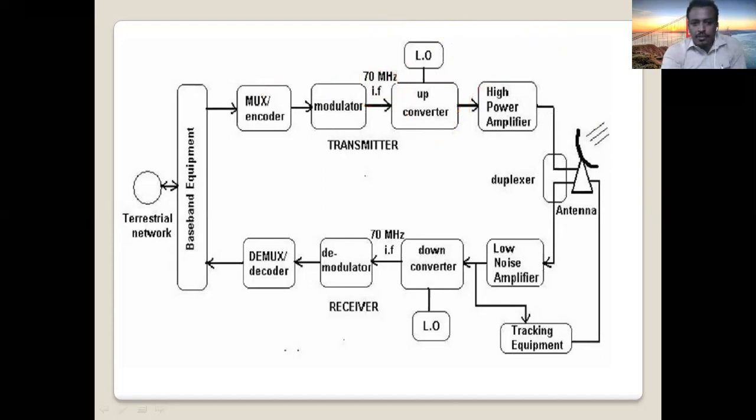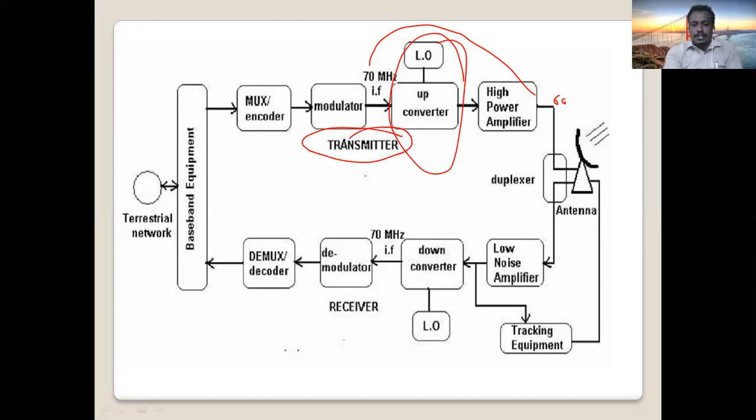Now, why do we need to increase the 70 megahertz into 6 gigahertz? Because satellites are at a very far distance. If you take a geostationary satellite, it is 36,000 kilometers away. So we need high frequency. High frequency means high energy. So only high frequency signals can transmit all the way to the orbit. This 70 megahertz is a very small frequency, so we need to increase it to 6 gigahertz by a device called the up converter mixer. So it's also part of the transmitter.